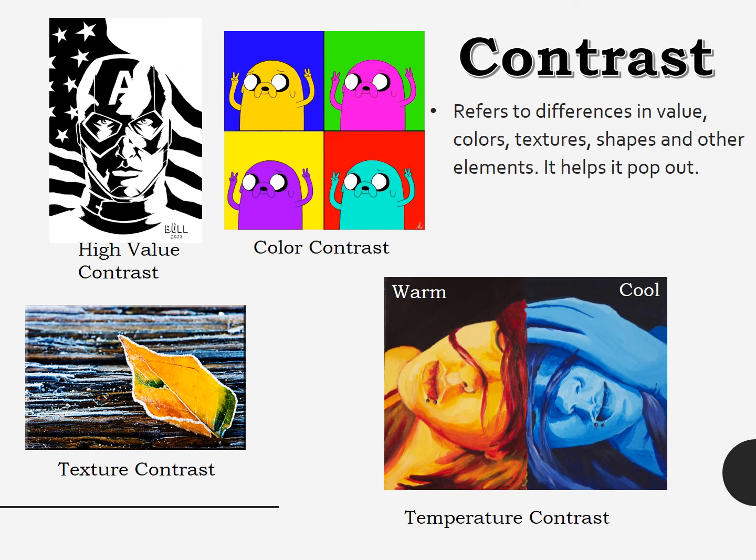You can also have texture contrast, so having that soft, smooth leaf up against that crunchy frost along the leaf's edge next to that really rough looking wood or the bark in the background. You can have temperature contrast, warm versus cool colors. So there's many, many different ways to have contrast.